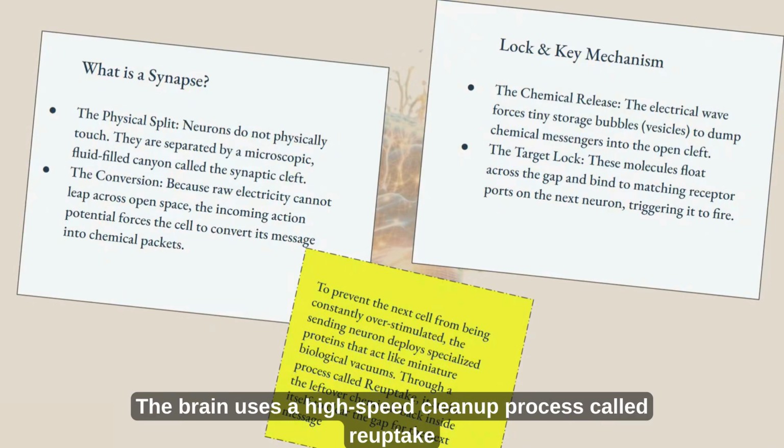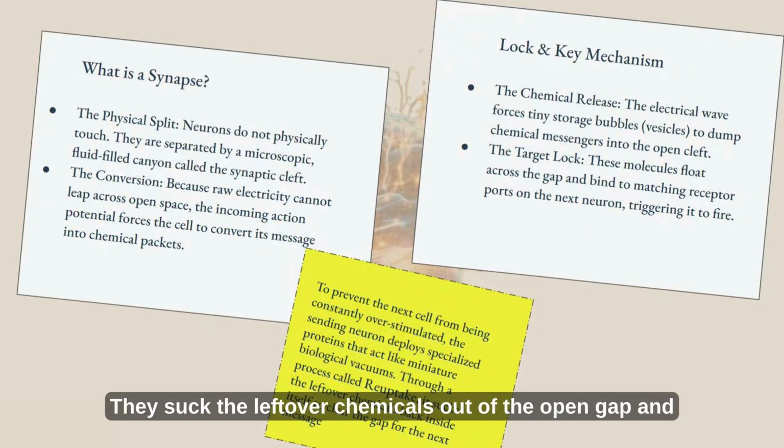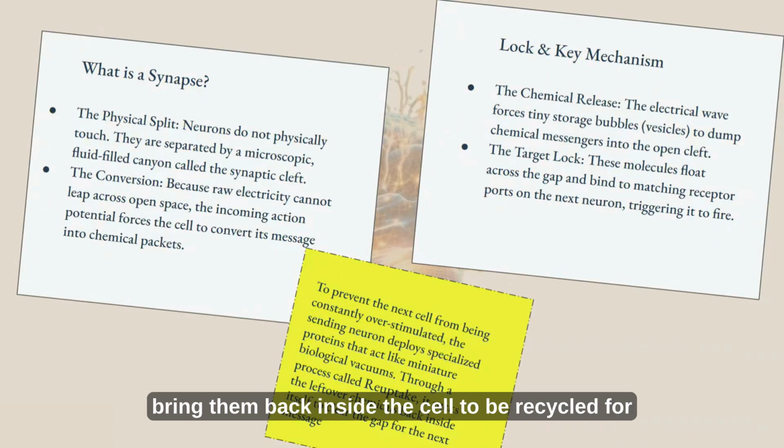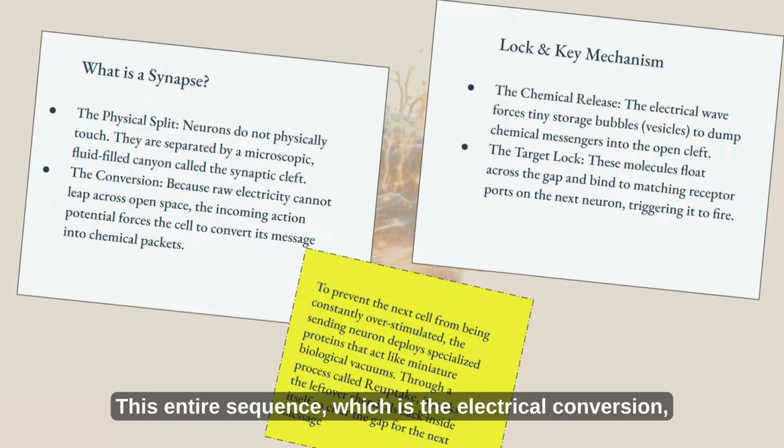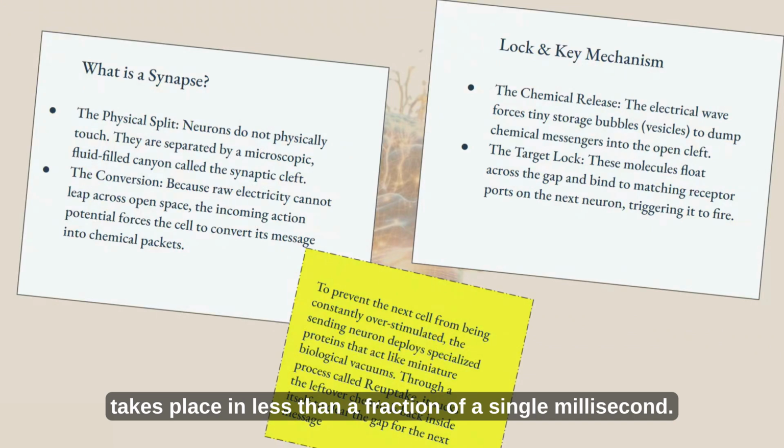The brain uses a high-speed cleanup process called reuptake. The sending cell deploys specialized proteins that act like miniature biological vacuum cleaners. They suck the leftover chemicals out of the open gap and bring them back inside the cell to be recycled for the next message. This entire sequence, which is the electrical conversion, the chemical crossing, and the vacuum cleanup, takes place in less than a fraction of a single millisecond.